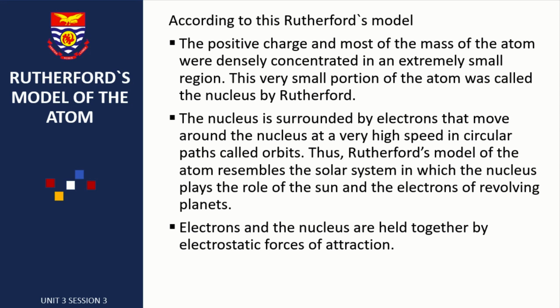The nucleus is surrounded by electrons that move around the nucleus at a very high speed in circular paths that we call orbits. Thus, Rutherford's model of the atom resembles the solar system, in which the nucleus plays the role of the sun and the electrons are the planets revolving around it. Lastly, the electrons and the nucleus are held together by electrostatic force of attraction.